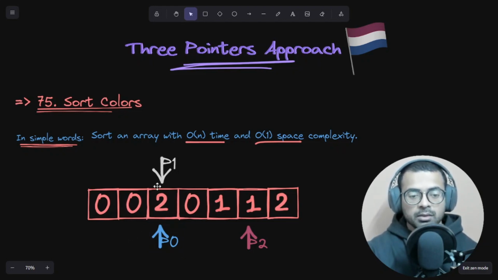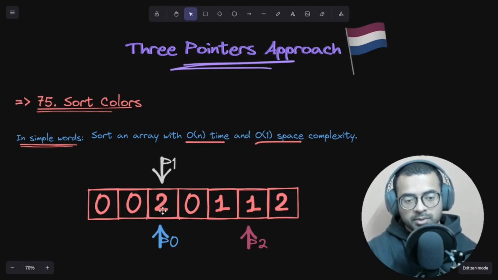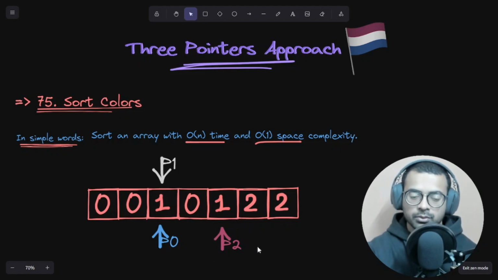Okay, now in this scenario we can see that P1 is pointing towards the element 2. Now P0's role is not present here. Since P1 is pointing towards 2, we will swap this 2 with whatever element P2 is pointing towards, that is 1. So let's bring 1 here and P2 here. Cool. Now we will move P2 one step backwards.